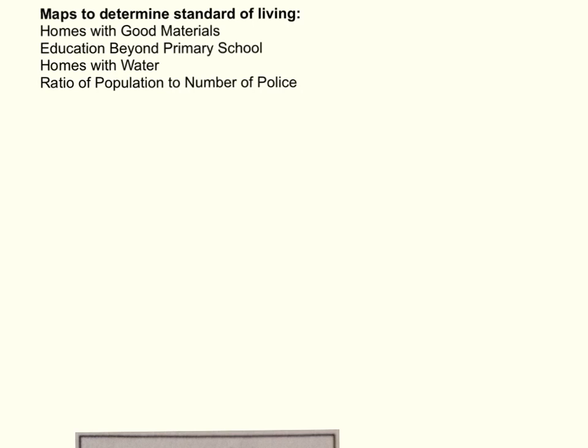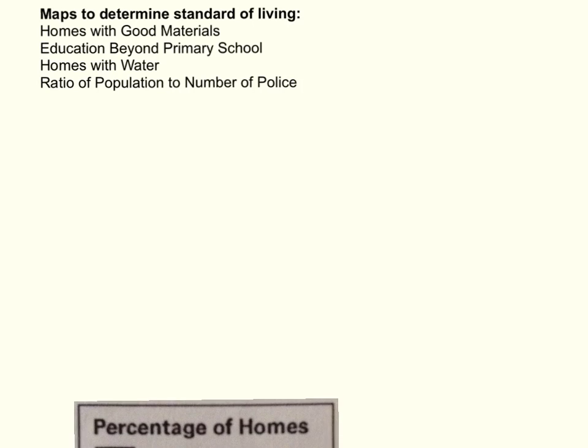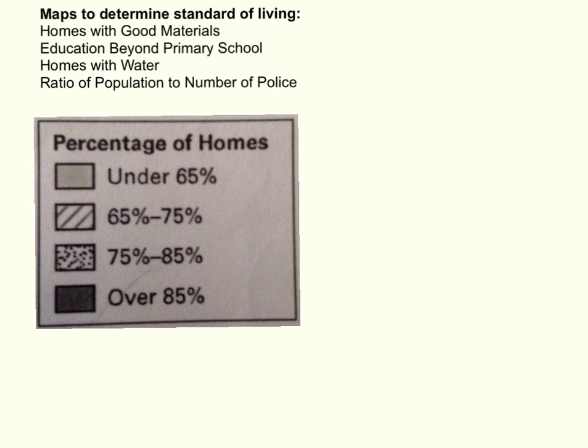To determine the standard of living, you're going to want to look at one of 4 maps: homes with good materials, education beyond primary school, homes with water, and the ratio of the population to the number of police, not just the number of police. So for this example, let's look at percentage of homes with water. So you see 4 different possibilities: the light gray, the stripe, the dotted, and the dark gray.